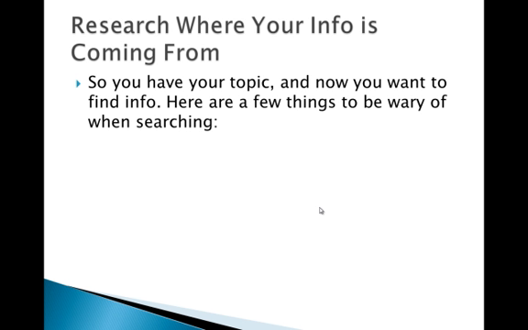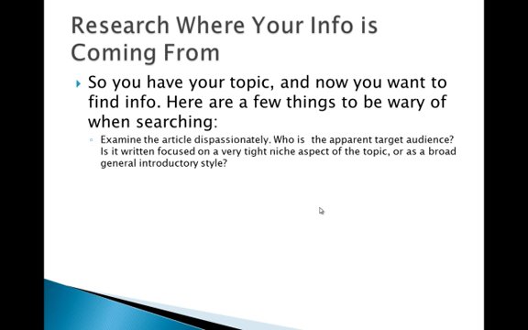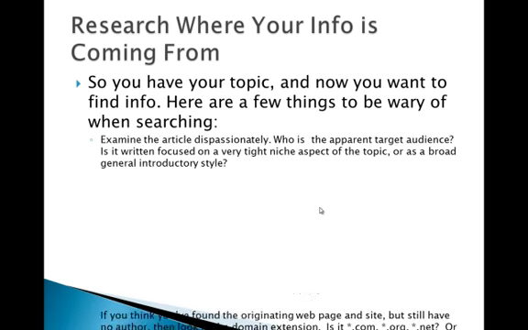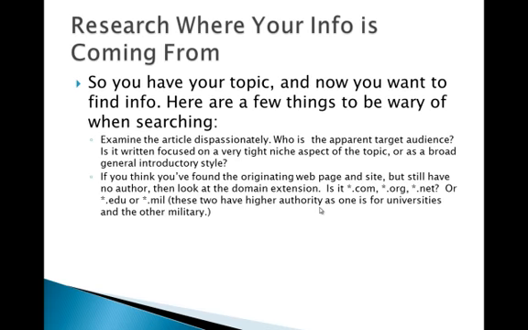Now that you have your topic and you want to find info, here are a few things to be wary of when you're searching. The first one is to examine the article dispassionately. That means don't read it thinking that you're definitely going to find information here. Read it passively: who's the apparent target audience? Is it focused on a very tight niche aspect of the topic, or is it broad and kind of introductory?